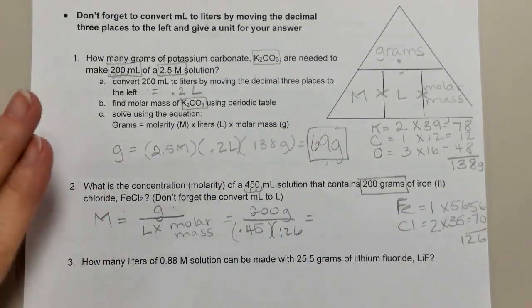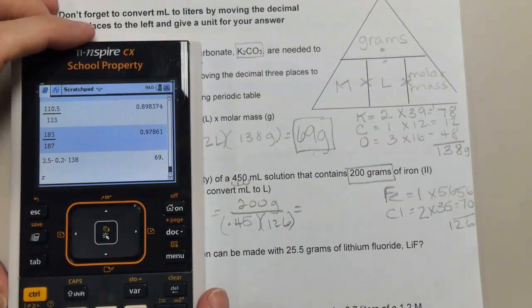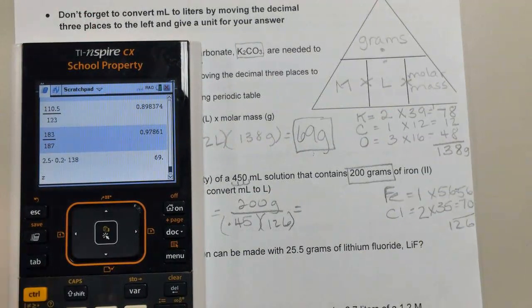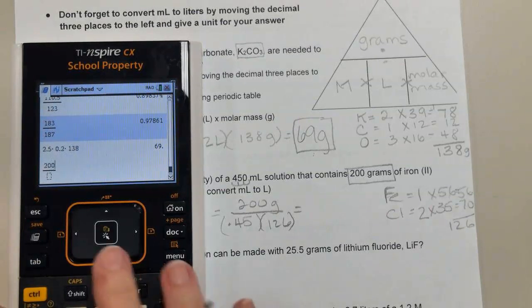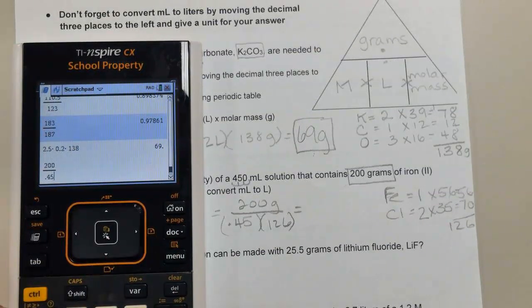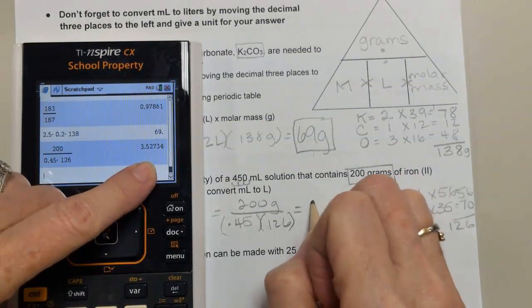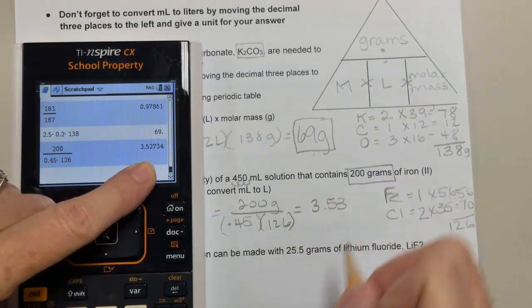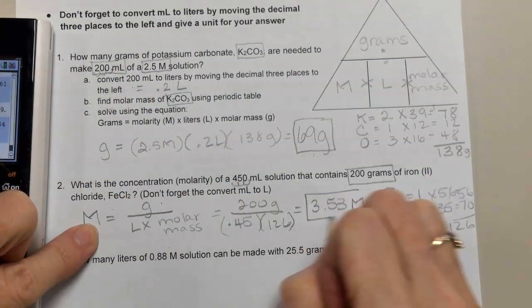So you're just plugging those numbers into the calculator. Again, delete. We're going to hit Control Divide. Clear, clear, clear. Control Divide. There we go. On top, I've got 200. On the bottom, I've got 0.45 times 126. Remember, if you hit Control Enter, it won't come out as a decimal. Then we can round that off to 3.53. What were we solving for? Molarity. Big M.